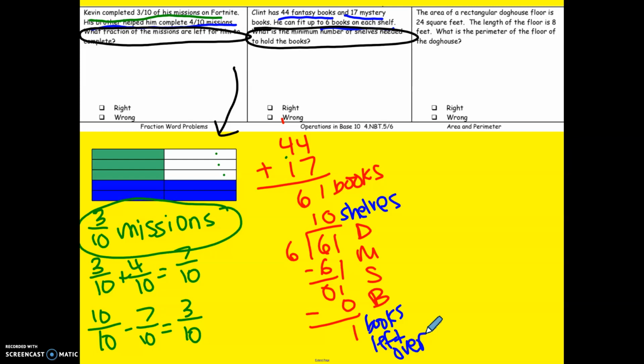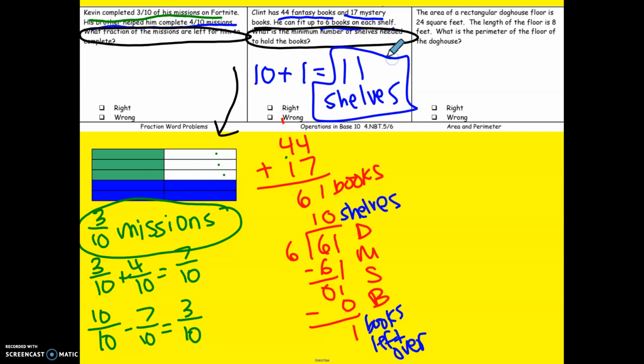So if 10 shelves leaves me with 1 book left over, I know I need to add an extra shelf. So I'll take the 10 shelves that I would have needed. I'm going to add 1 more shelf to hold that 1 extra book. And so our final answer is that Clint will need 11 shelves to hold all of his books.